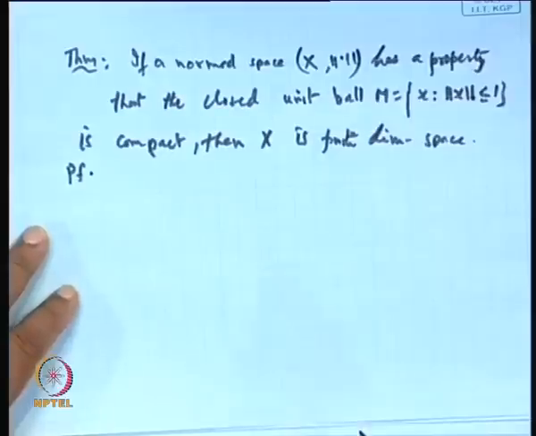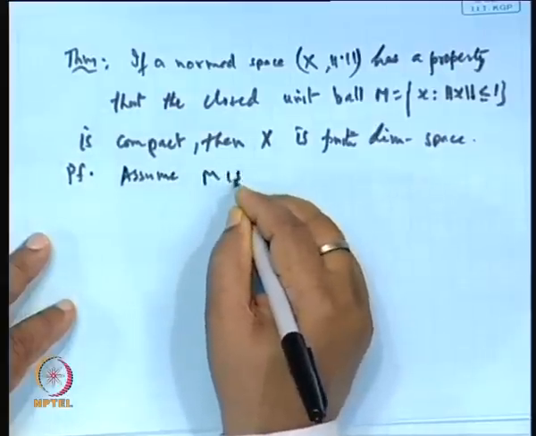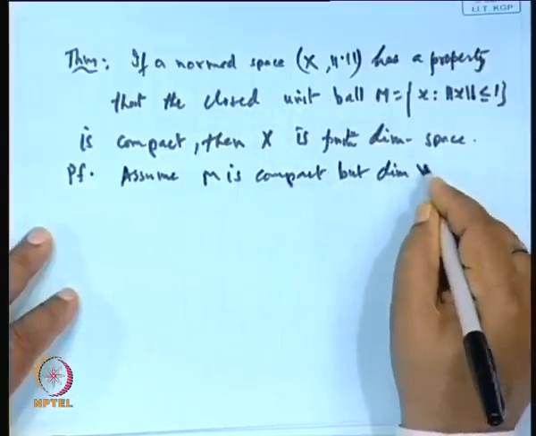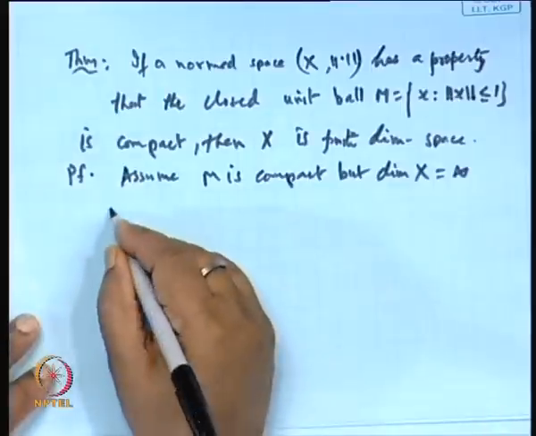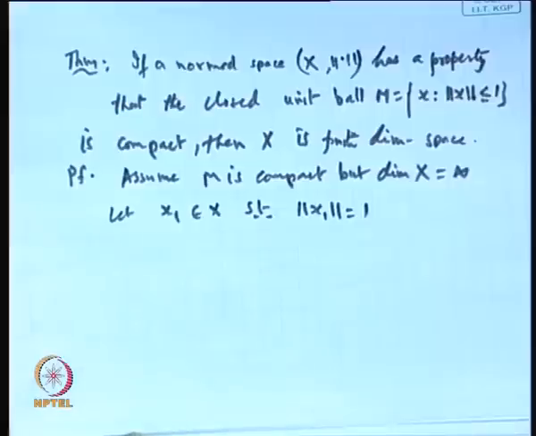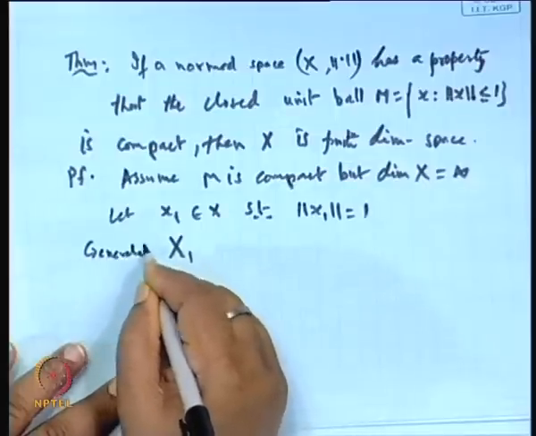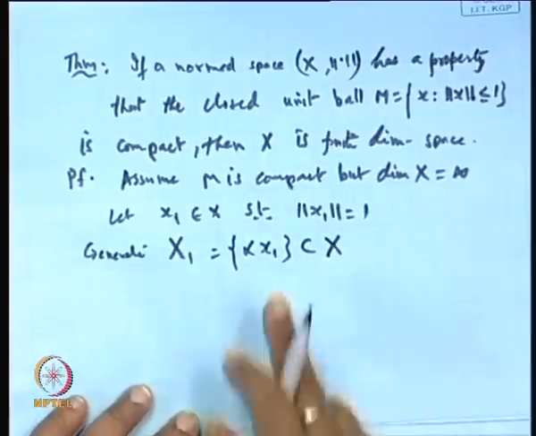Again we prove by contradiction. Suppose M is compact, but the dimension of X is not finite, it is infinite. So, when the dimension is infinite, then we can find so many points inside it, x 1, x 2, x n and so on. So, let us pick up a point x 1 of norm 1. So, let x 1 belong to X such that norm of x 1 is 1. Now, with the help of this x 1, generate a space, the span of x 1, which is a subspace of X of dimension 1.